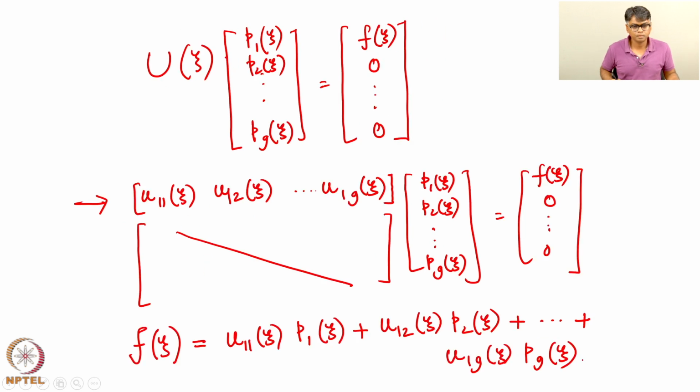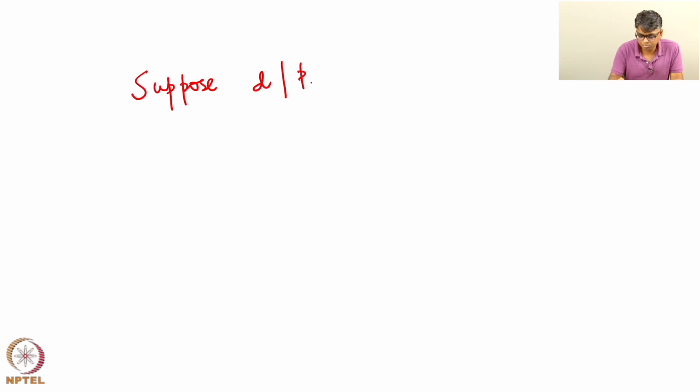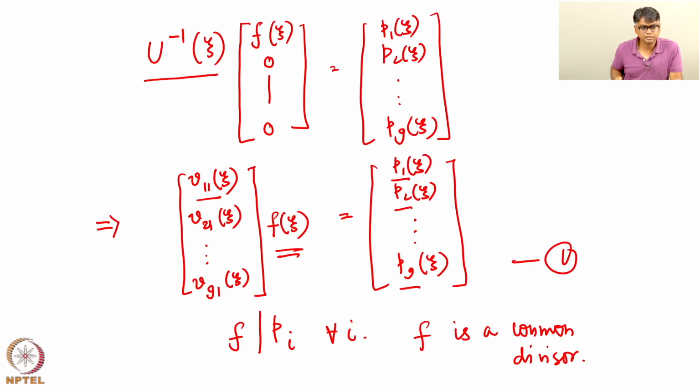Now, look at this equation. Let me call this 2. Suppose there is another common divisor D. Suppose D divides Pi for all i. That means I should be able to write Pi as some D times Qi. But then look at this.